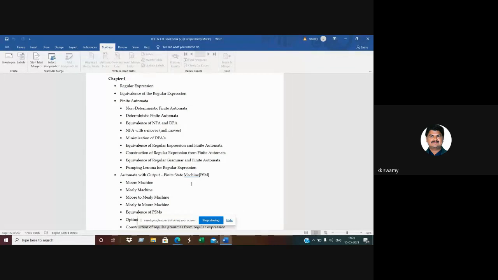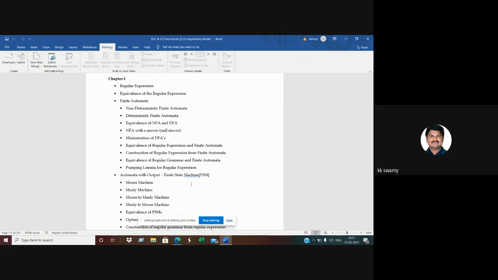What are the contents here? Actually, we have four modules. The entire TOC subject is divided into four modules. The first module is finite automata and regular expressions. In this chapter, I am going to discuss all these topics, finite automata and regular expressions. Maximum 70% of the bits come from the finite automata and regular expression concepts.